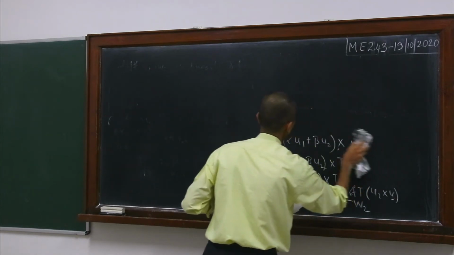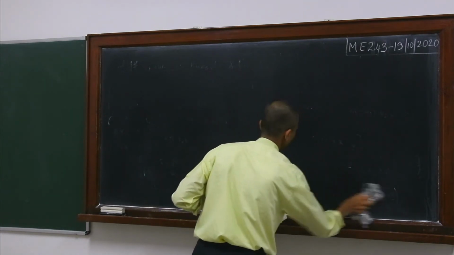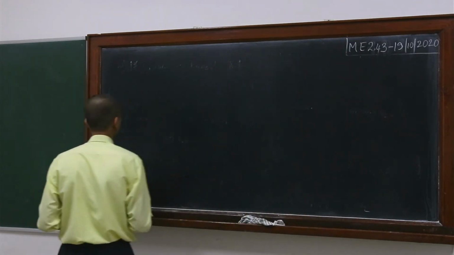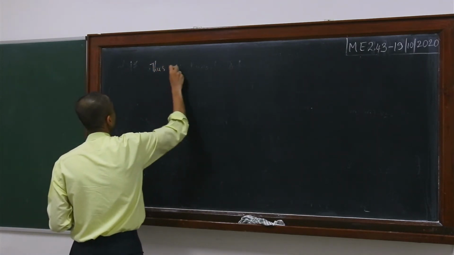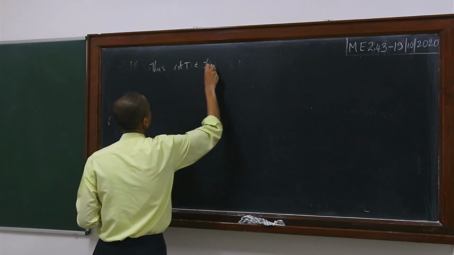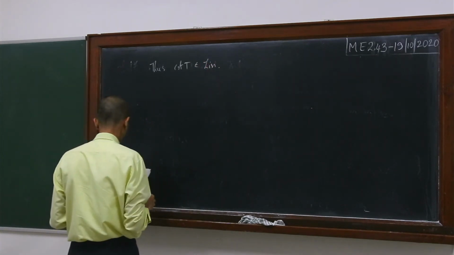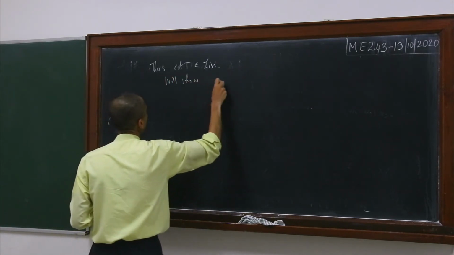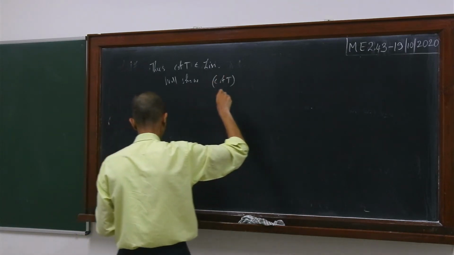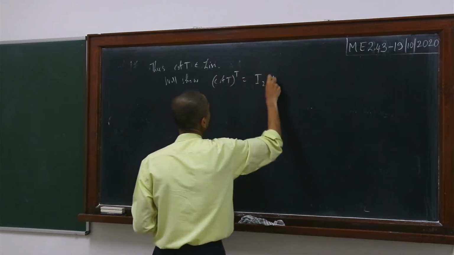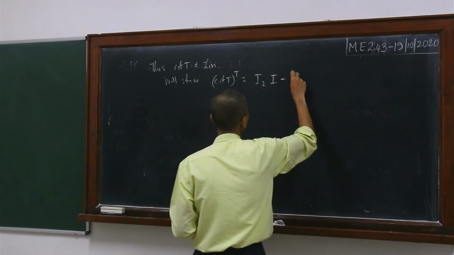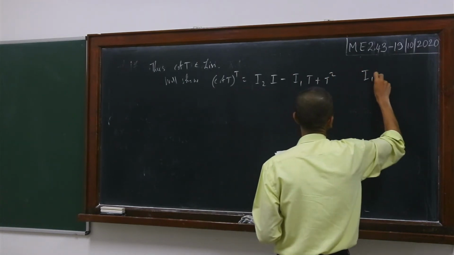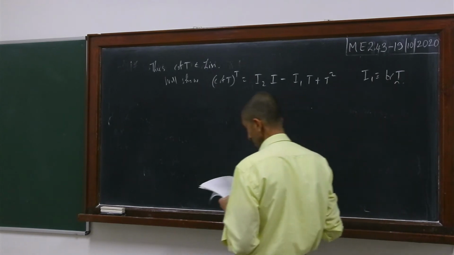Thus cofactor of T belongs to Lin. Okay. And now we will show that cofactor of T transpose is equal to I2 times I minus I1 times T plus T squared, where this I1 is the trace of T. Okay, so let us try to show that.